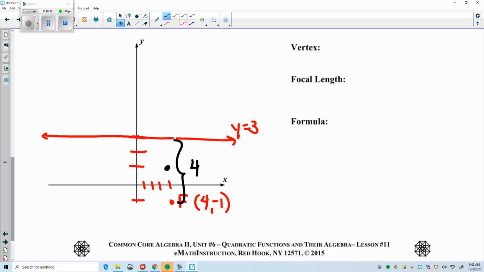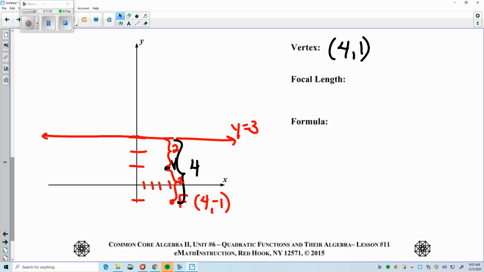This point here would be my focus. I'm sorry, my vertex. And the vertex then is going to have the coordinate over 4, up 1. So I'm going to label this over here. This is going to be (4, 1). And if I were to take a look at the distance then between the vertex and the directrix, I can see it has a focal length of 2.